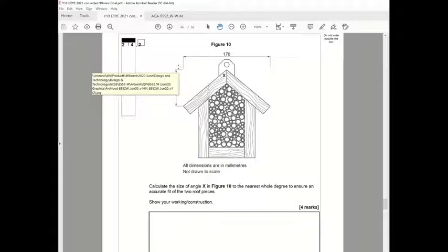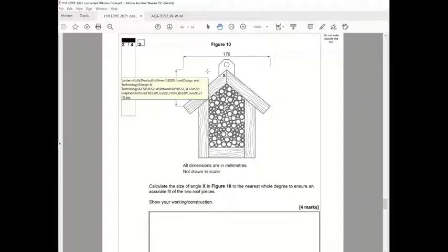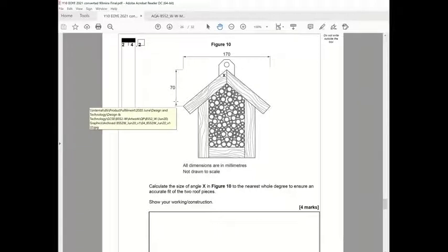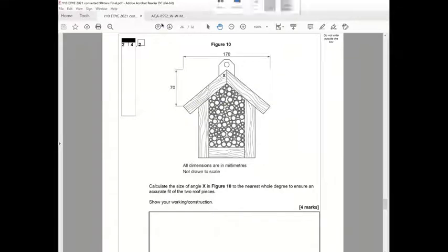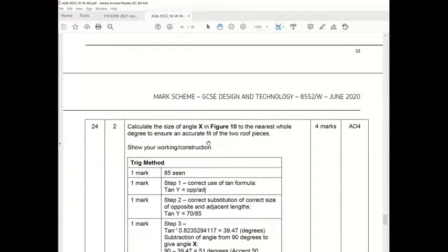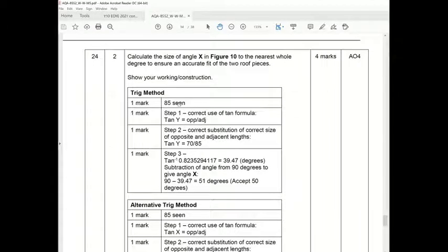It's been a long time, I think it's tan, isn't it? Is that right? You're looking at opposite and adjacent, not hypotenuse. I think it's tan, so something like opposite divided by adjacent. Is that the right way round, or is it adjacent divided by opposite? And then you've got to use inverse tan, I think, to give you the angle. If you got the answer right, I gave you the 4 marks as long as I had 85 seen.